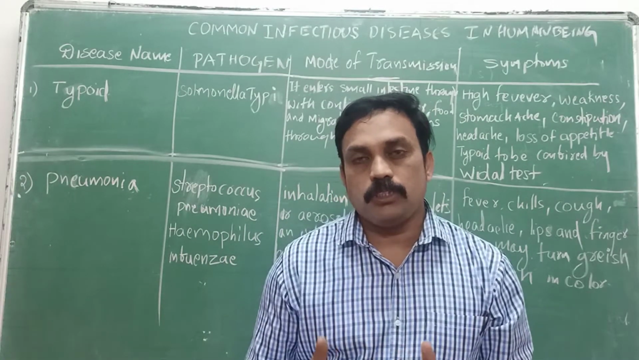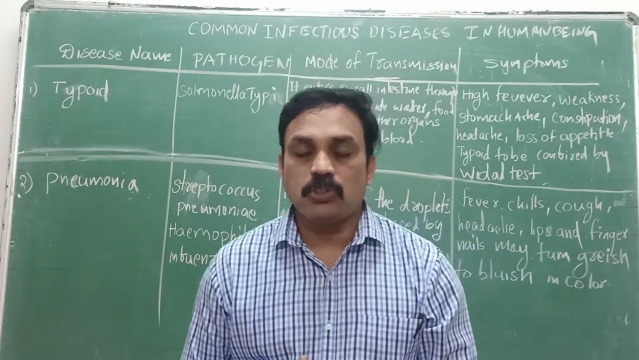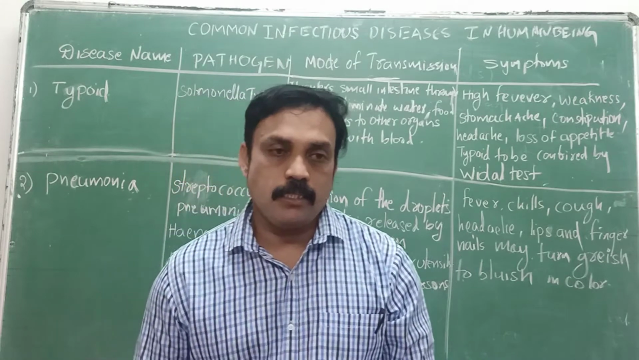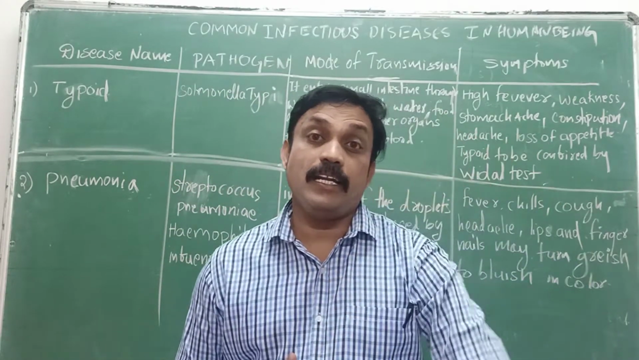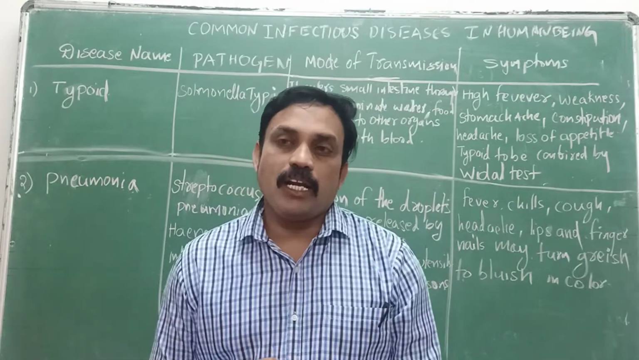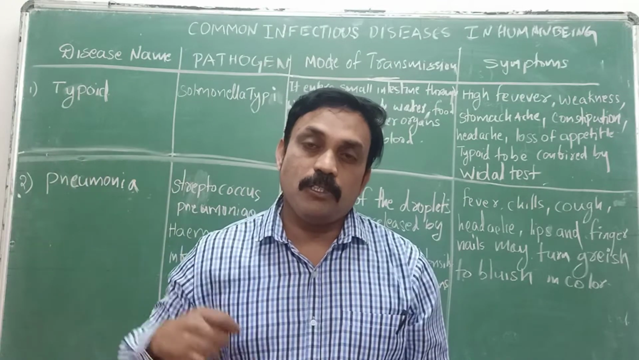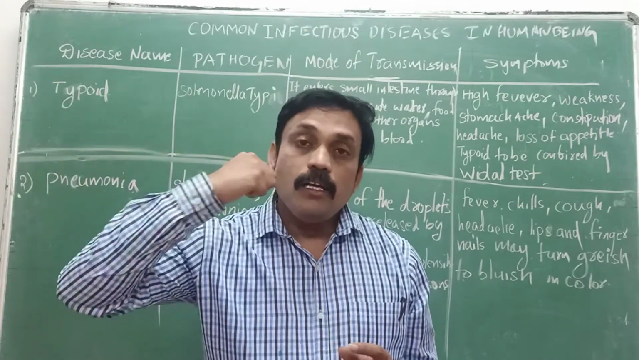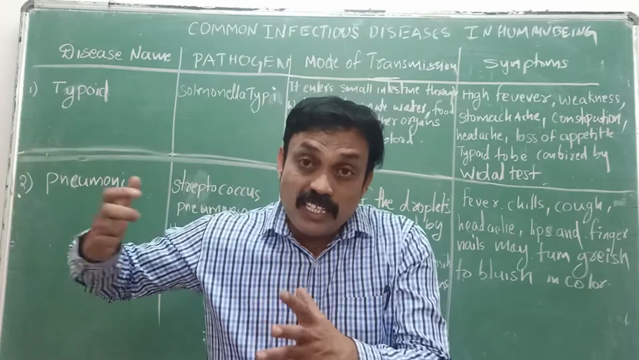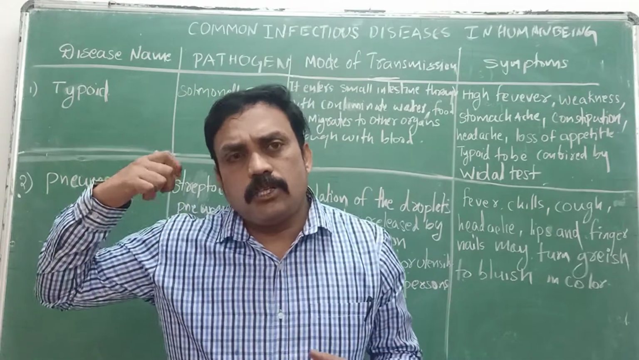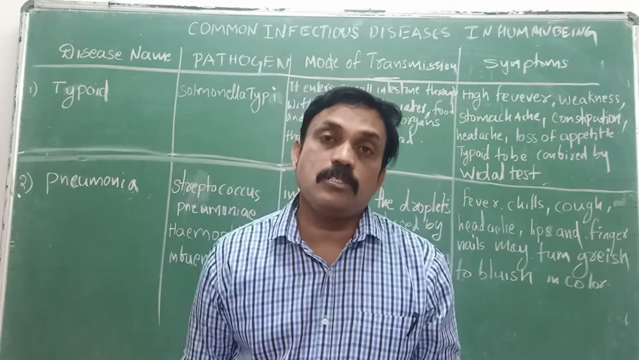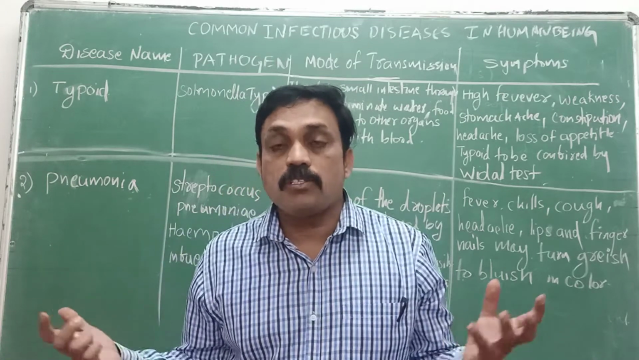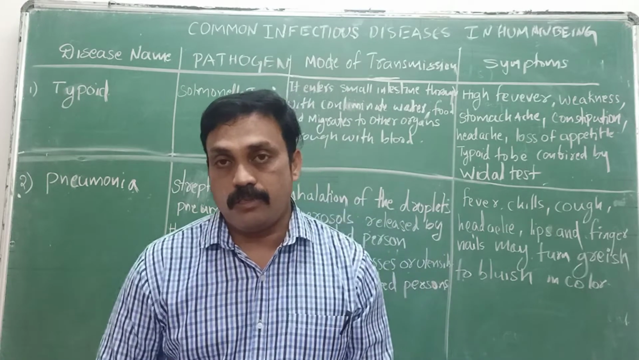What is the meaning of pathogen? A disease-causing microorganism we can call a pathogen. How do these pathogens enter the body? Pathogens enter the body through contaminated water, through spoiled food or air, through physical contact, and even through animals, mosquitoes, vectors, house flies. We suffer from so many diseases.